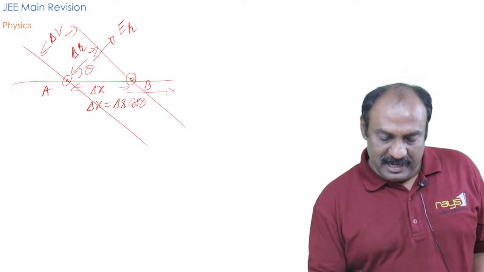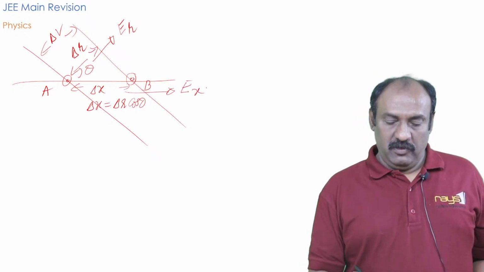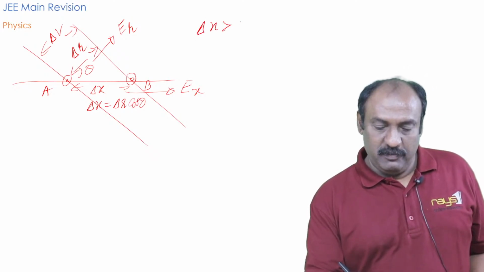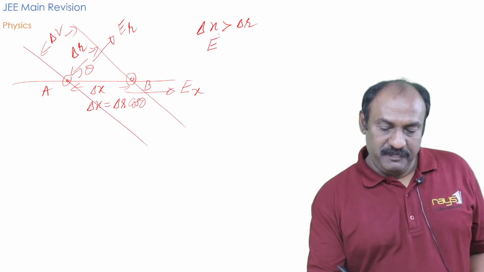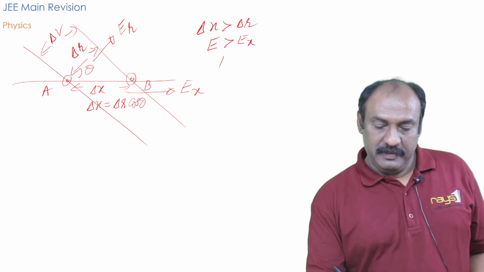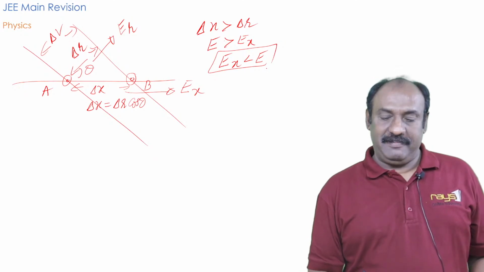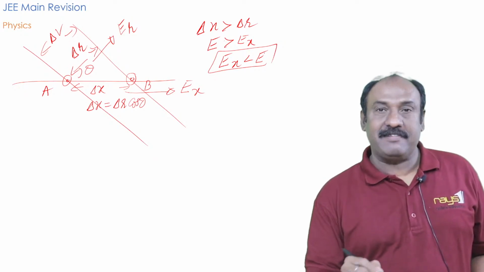So, along this direction, what is the electric field intensity? Ex. So, Ex is the electric field intensity along this direction. So, delta x is more than delta R. At the same time, E is more than Ex, that is, Ex is less than E. Ex is less than E. So, the electric field intensity along this direction is less than E.